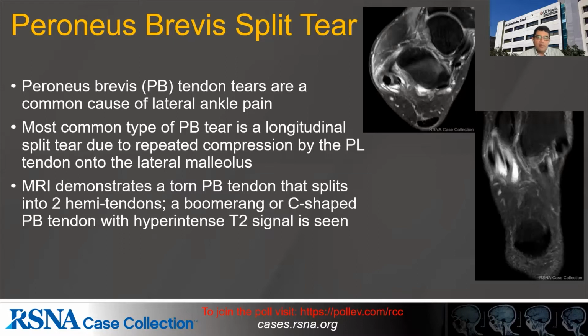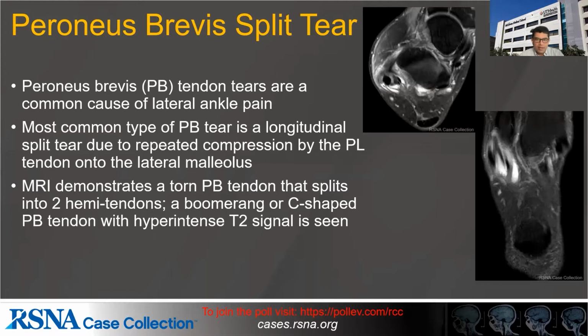It's a common cause of lateral ankle pain, as you know. The most common type of peroneus brevis tear is a longitudinal tear that goes down, and that's what we're seeing here as well. This is due to repeated compression by the peroneus longus tendon, which lies on top of it, and it jams it between the lateral malleolus and the peroneus longus tendon. The MRI demonstrates a torn tendon in this situation, and what you want to know is how far is the split and where is it going.